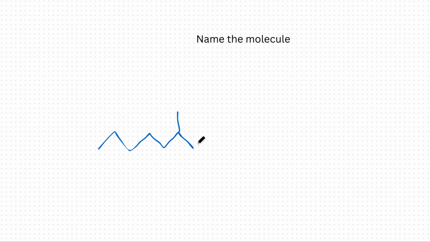How do we name this? It's actually pretty easy. You just count the carbons up, 1, 2, and then there's a methyl. And then we just add the rest of the name. So this is 2-methyl heptane.